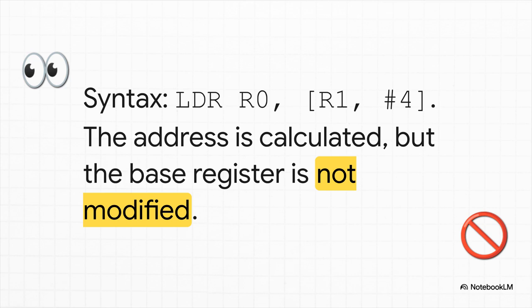For that, you use the exact same syntax, but you just leave off the exclamation mark. The processor still calculates R1 plus 4 to find and load the data. But, and this is the key, it does not modify R1. Your original bookmark stays exactly where it was.